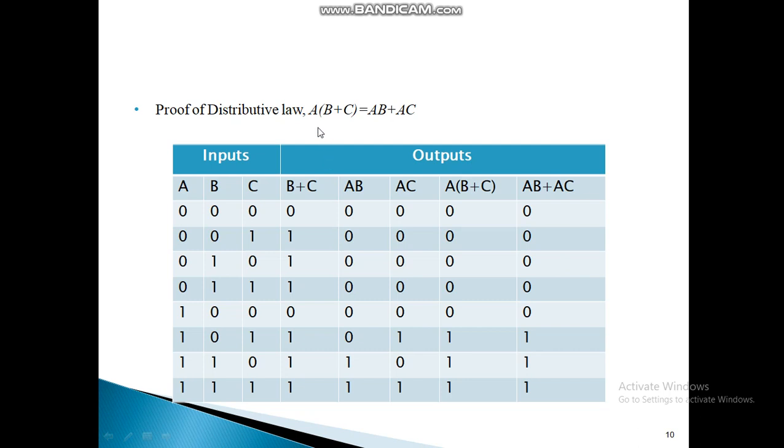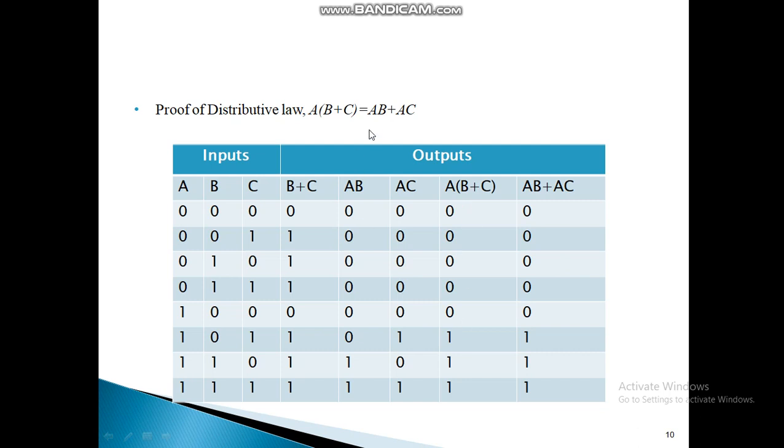Now multiply A with the result of B plus C. 0 multiplied by 0 is equal to 0. 0 multiplied by 1 is equal to 0, for the next three rows. 1 multiplied by 0 is equal to 0. 1 multiplied by 1 is equal to 1, for the next two rows. 1 multiplied by 1 is equal to 1. It is the left hand side.